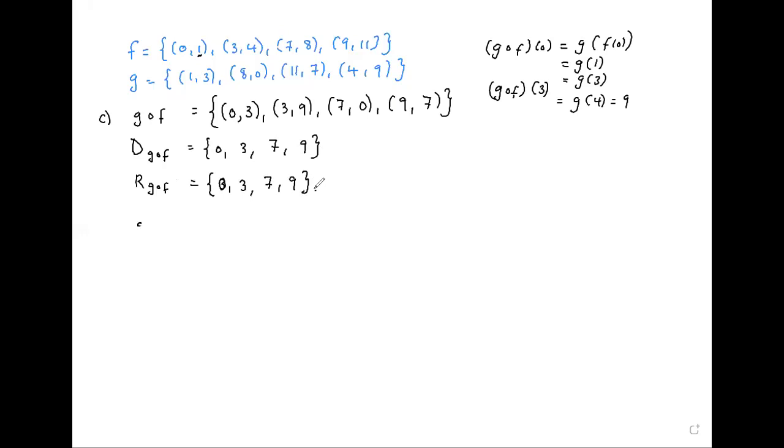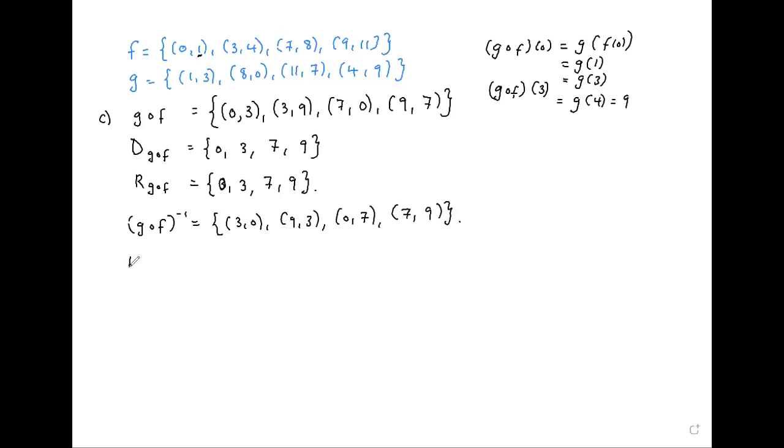Then if you had to pick G of F inverse, you notice that the inverse is going to be 3 to 0, 9 to 3, 0 to 7, and 7 to 9. This is how you get the inverse.